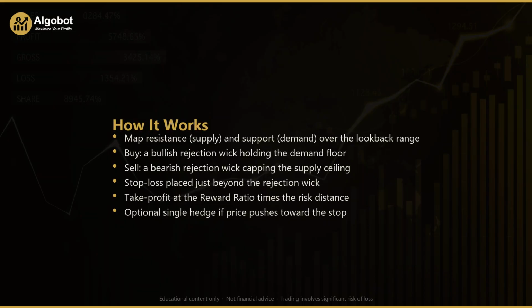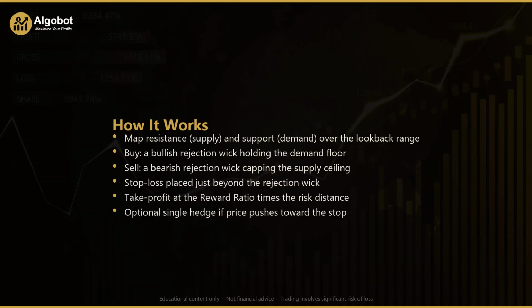Let's walk through the logic step by step. On every new candle, the strategy first checks whether it already has a position open. If it does, it manages that trade and looks no further. If it's flat, it begins mapping the zones. To map them, it scans the candles in its lookback window, skipping the two most recent, so the forming candle and the signal candle don't distort the picture. The highest high it finds becomes resistance, the supply ceiling. The lowest low becomes support, the demand floor. If the two somehow overlap, it simply waits.